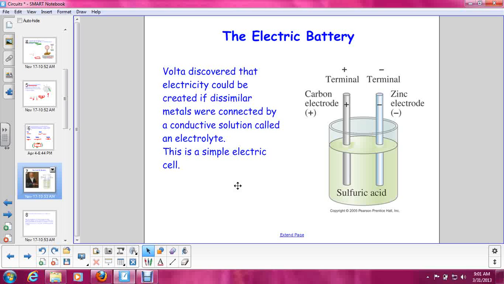We call one little setup like this with two different metals, in this case carbon and zinc, and an electrolyte in between, in this case acid, an electric cell. So a single one of these is a single cell.